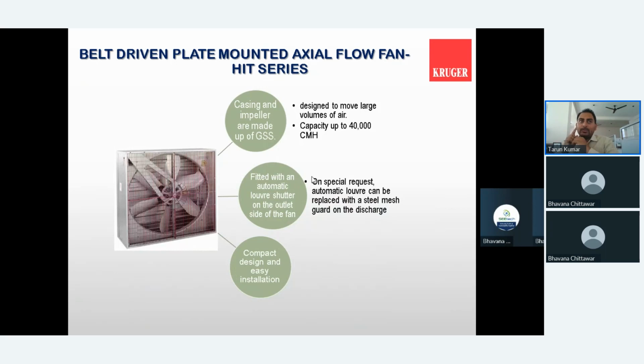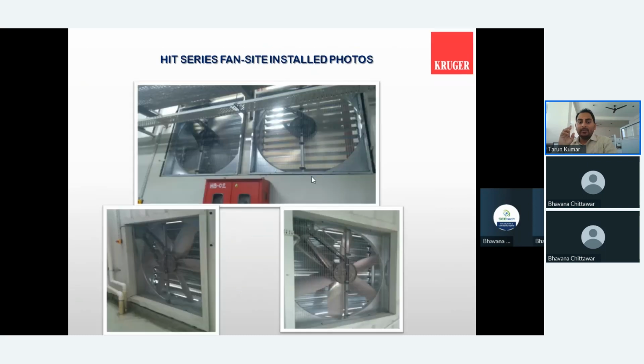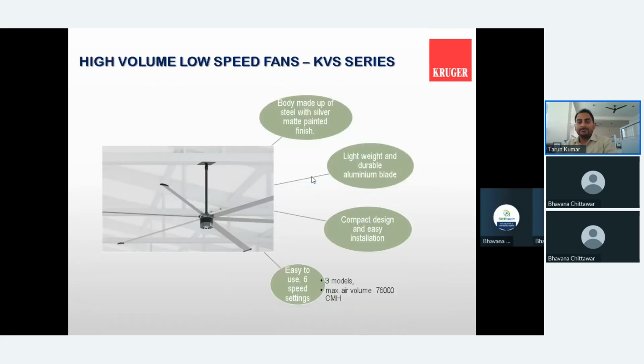In terms of power consumption, for the 40,000 cmh, only a 1.1 kilowatt single phase motor is required for comfort cooling of any warehouse or factory premises. So this is the installation photograph for the location.